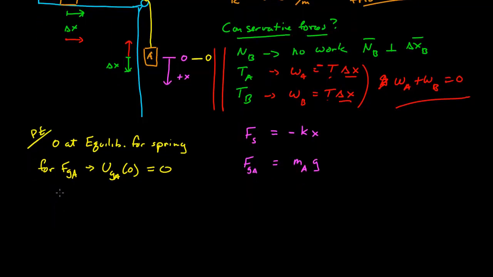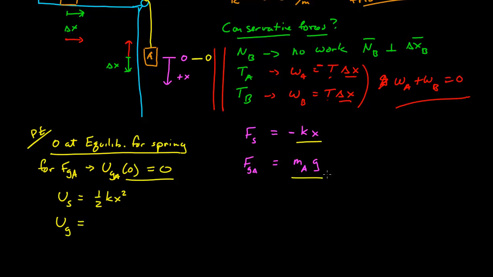So our potential energy for this spring is the negative indefinite integral of the force, so that's 1/2 kx squared. We've seen this before, plus some constant, but given this 0 at equilibrium for a spring, that's 0. So the potential due to gravity for mass A is the negative indefinite integral of that force, which is negative mass of A g x, right?